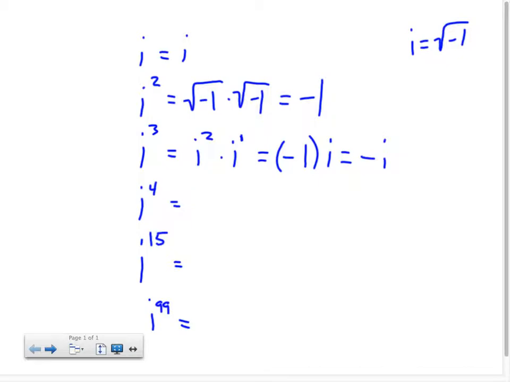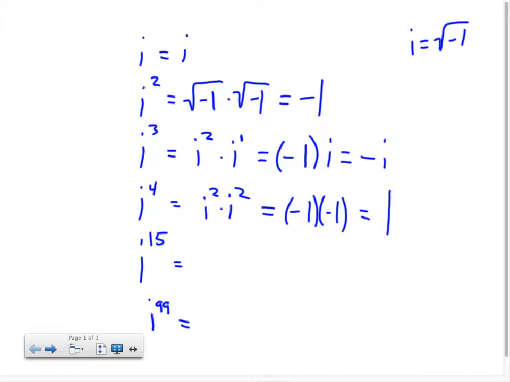Now let's look at i to the fourth. There's a couple different ways we could write this as a product of i's, but I'm going to start with one I know that's going to work. i squared times i squared. It's the same thing as i to the fourth, and we just established that i squared is -1, so it's going to be -1 times -1, which gives me 1. So i to the fourth simplifies to a really nice number. It simplifies to 1.